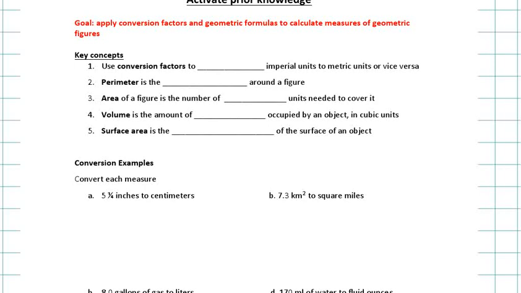Okay, so in order to go from imperial units to metric units or vice versa, you need to convert. And then you have to use the conversion factors to convert between the two units.